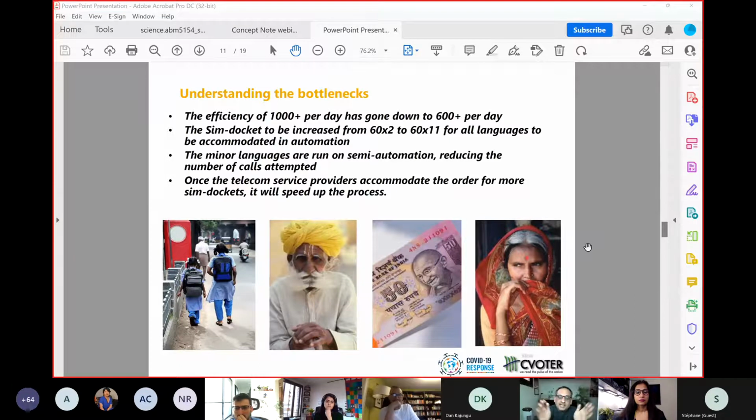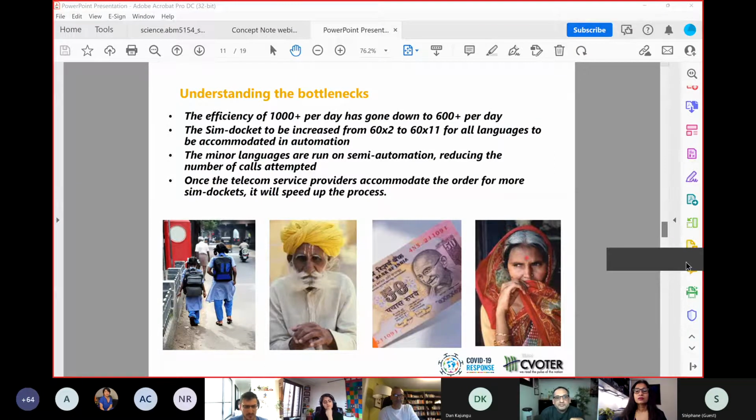So that is where, due to semi-automation and infrastructural issues, the output went down by 30% in terms of operation perspective. But nevertheless, something was better than nothing. The process continued, and that was critical for us.